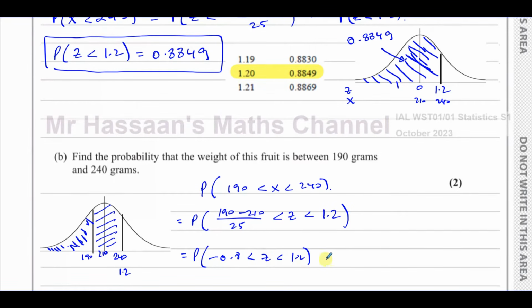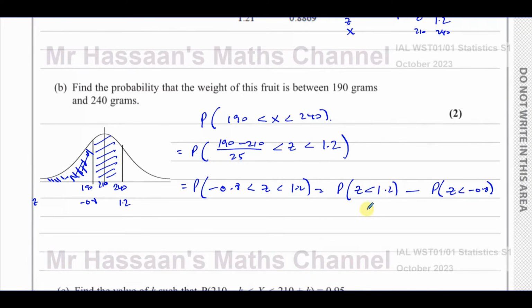Okay, now what we can do to find this is basically we can say that's the same as the probability that Z is less than 1.2, which we know, minus the probability that Z is less than minus 0.8. This is minus 0.8 in terms of Z, we need to find this area here. Okay, so I know this already. This is what we got the answer for here. We need to find what this area is. Now, what is the probability that Z is less than negative 0.8?